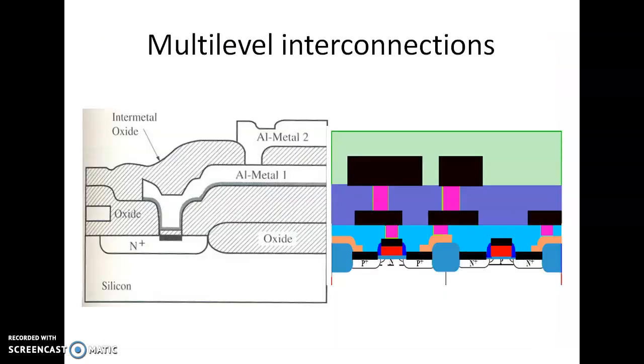Whenever we are connecting multiple interconnections, suppose we can see this aluminum metal 1, metal 2. Metal 1 is the first level of interconnect, metal 2 is the second level of interconnect. So how do we connect this metal 1 to metal 2? Using via 1. Via 1 is used to connect metal 1 to metal 2.